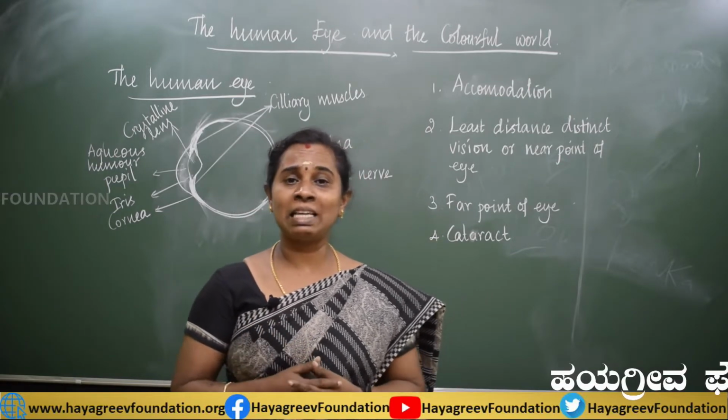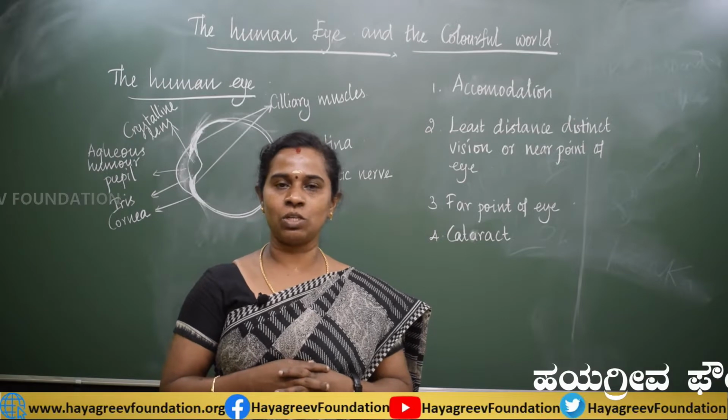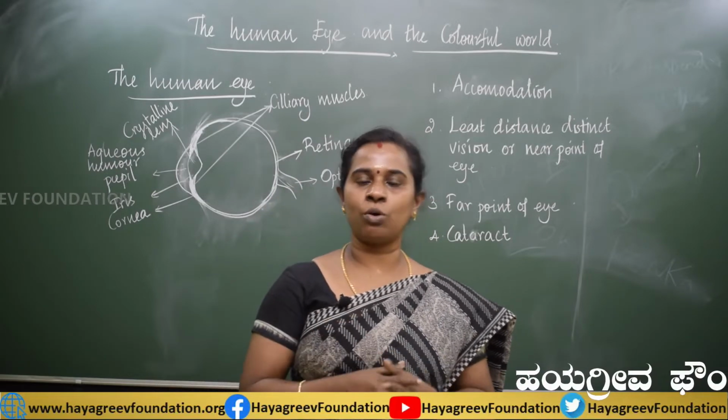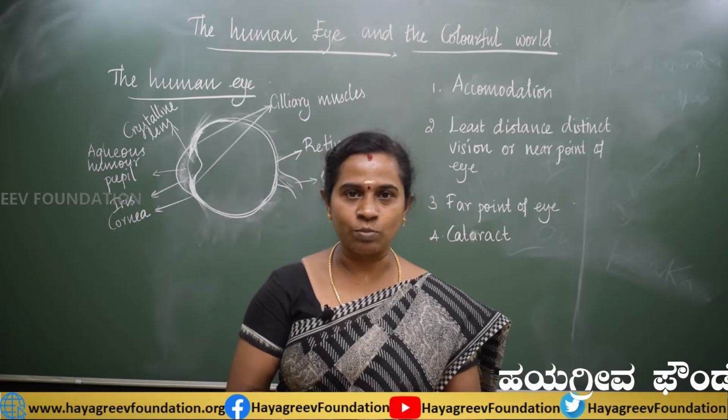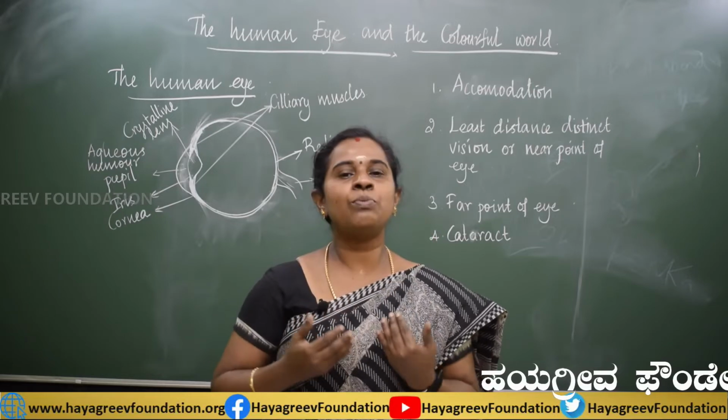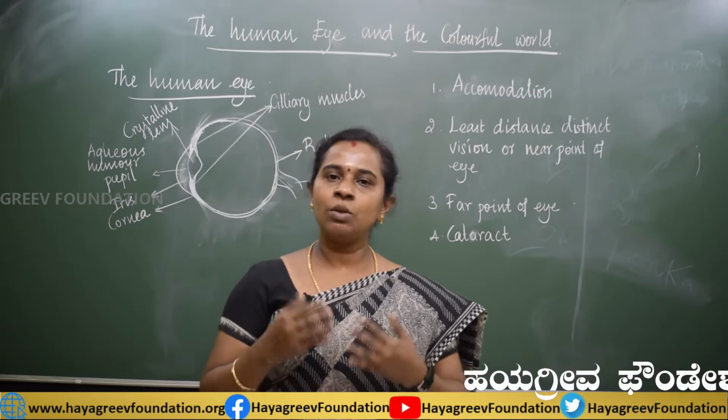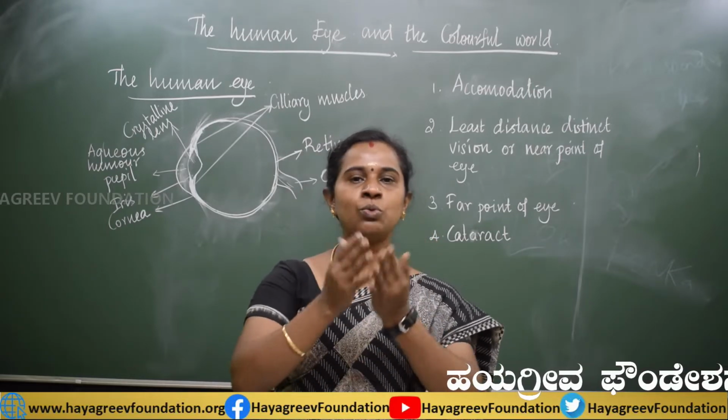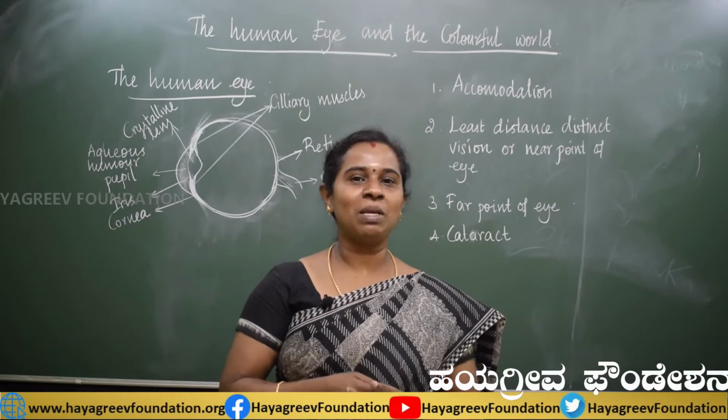What is meant by least distance of distinct vision? Normally we want to see an object which is nearby, very close to the eyes. If you are holding a book very near to your eye, the image will be blurred.